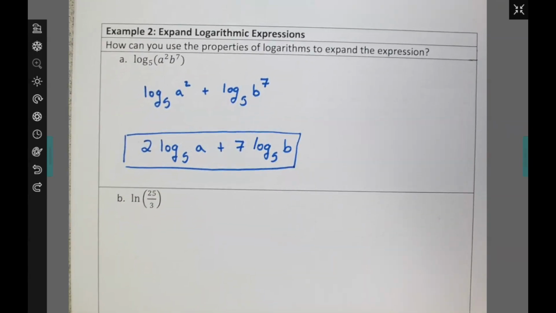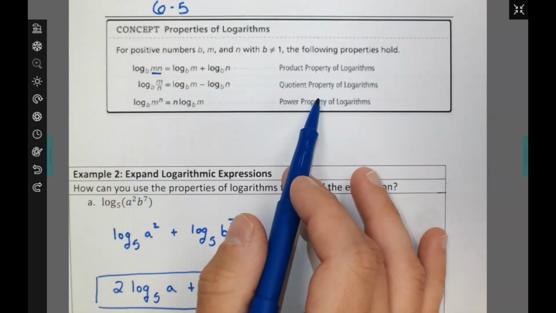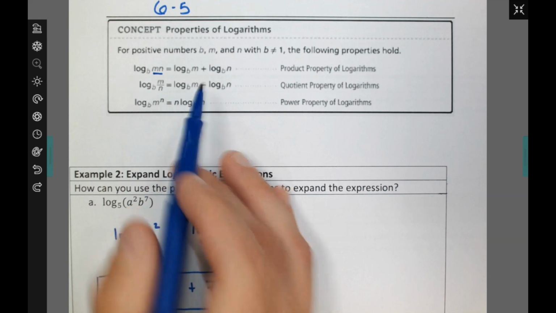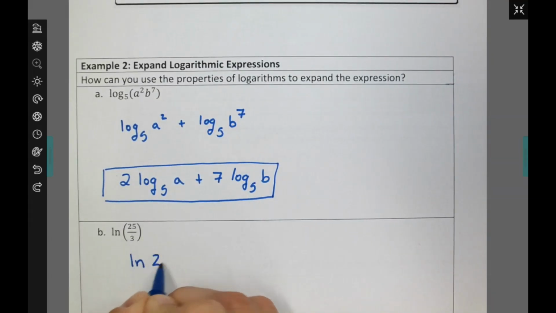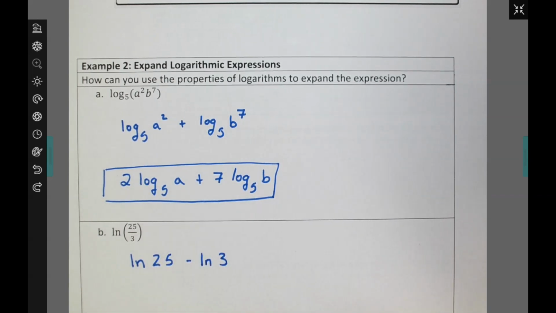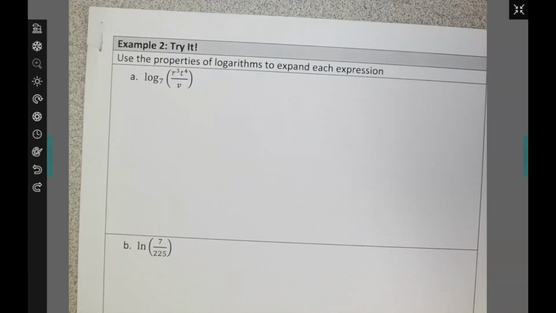B, we have division going on. You look up top, that's the one property that we haven't dealt with yet, the quotient property. When you have division going on, you can go ahead and split them into subtraction. So this turns into the ln of 25 minus the ln of 3. From there, there's no multiplication, division, any of that stuff going on, so we have expanded that to the fullest extent. You have a few tried examples here where they just ask you to expand each expression out. So we're trying to get as many logs written out as possible.